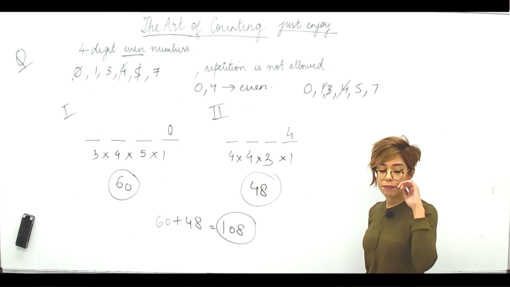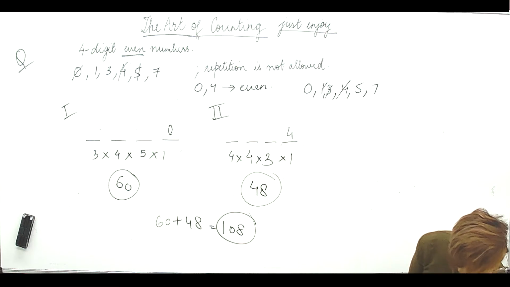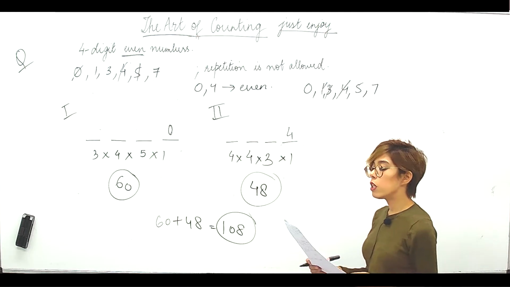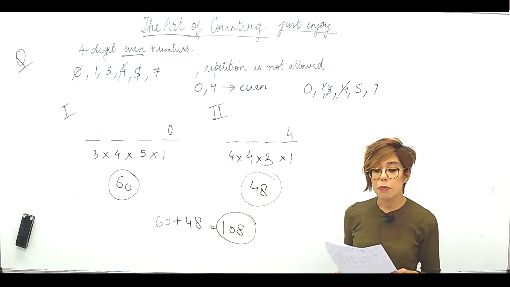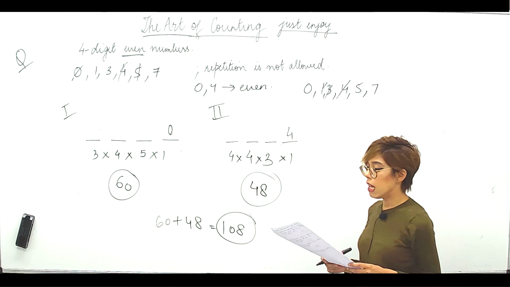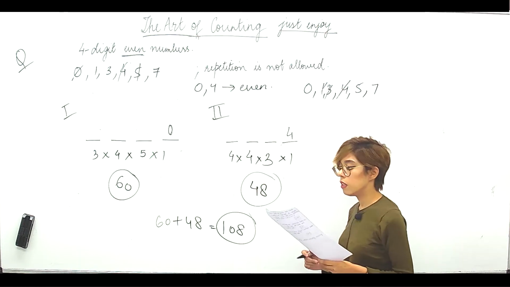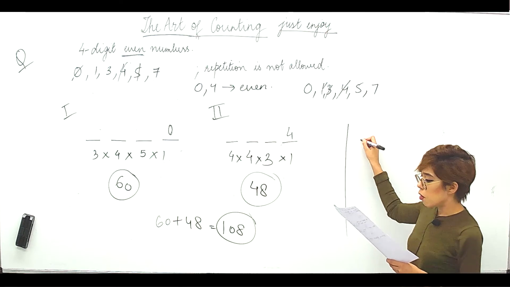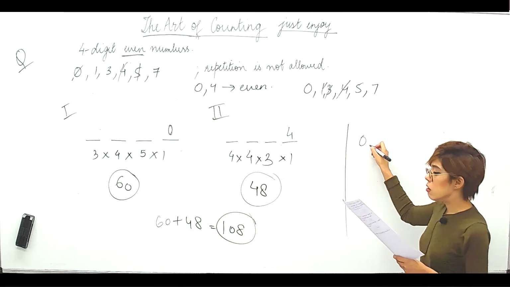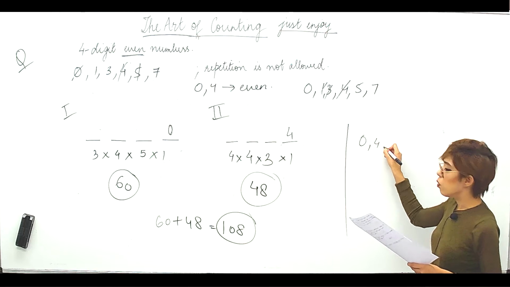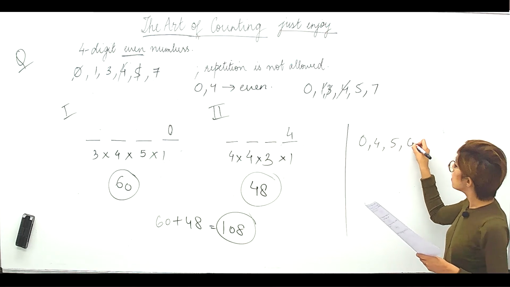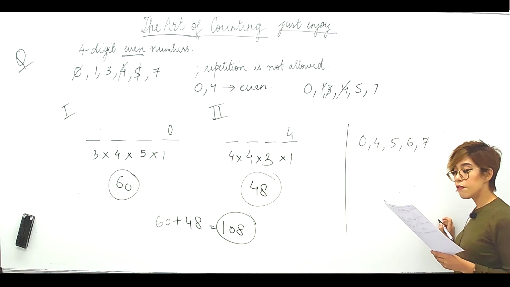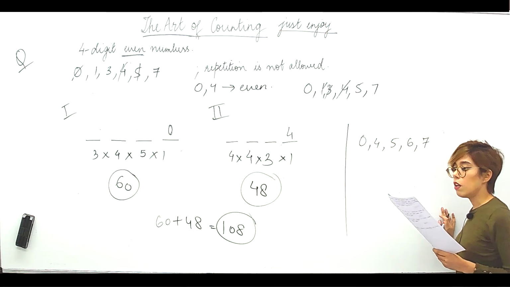Right? Now let's move on to the next one. How many 4-digit numbers divisible by 5 can be formed using the digits 0, 4, 5, 6 and 7, if repetition is not allowed.